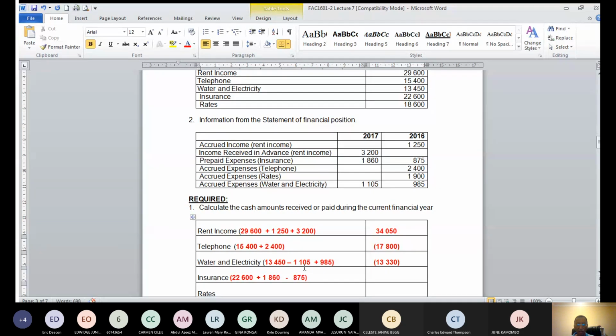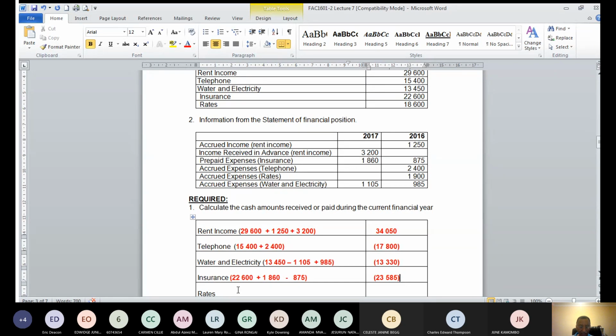875 Rand. So if I want to calculate what is the total outflow of money, of cash in respect of my insurance, it will be the amount of 22,600 plus 1,060 minus 875 Rand, and my outflow for the year will be the amount of 23,585.